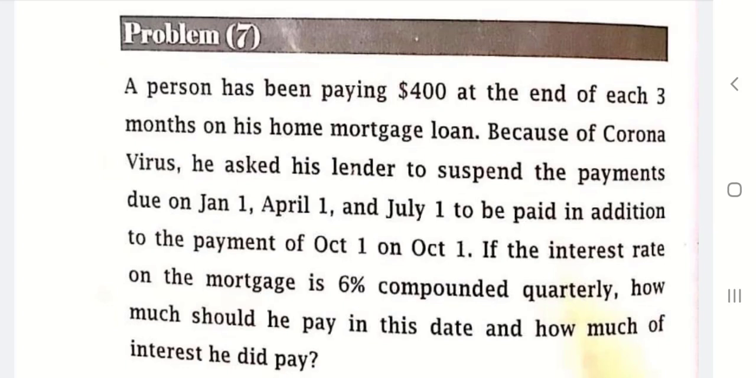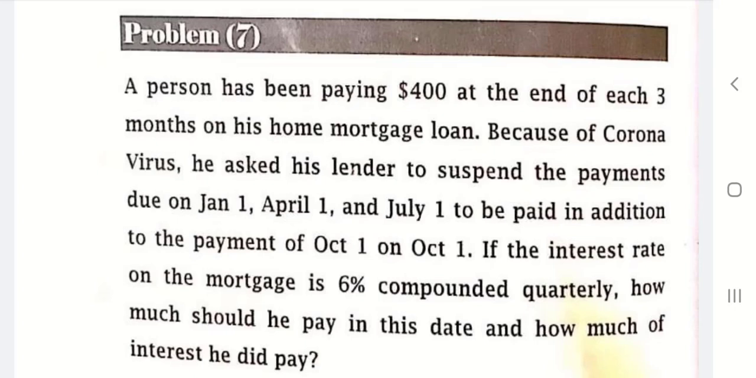Problem number 7. A person has been paying $400 at the end of each 3 months on his home mortgage loan. Because of coronavirus, he asked his lender to suspend the payments due on January 1, April 1, and July 1 to be paid in addition to the payment of October 1 on October 1. If the interest rate on the mortgage is 6% compounded quarterly, how much should he pay in this date, and how much of the interest did he pay?